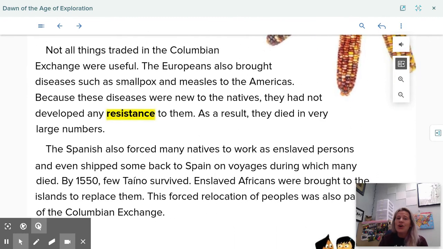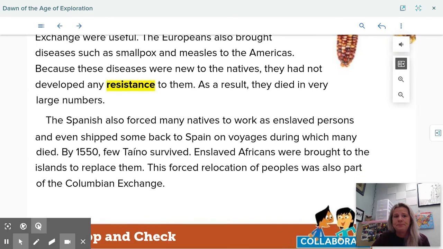Not all things traded in the Columbian Exchange were useful. The Europeans also brought diseases such as smallpox and measles to the Americas. Because these diseases were new to the natives, they had not developed any resistance to them, so they had no immunity to them. As a result, they died in very large numbers. So this is one of the negative effects that the Europeans had on the Native Americans. They brought over diseases that, again, they had no resistance or immunity to, and they got sick really easily and they died from them.